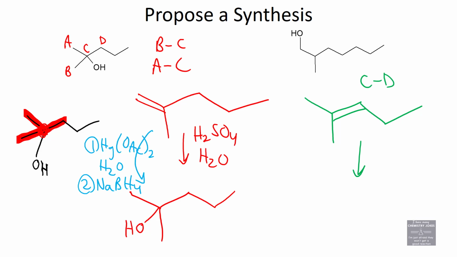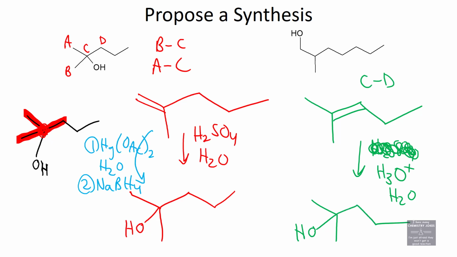From the green path, do I want to make a Markovnikov or an anti-Markovnikov product? I want to make Markovnikov again. So acid and water is a perfectly valid choice. Sometimes you see H2SO4, sometimes you see H3O+ and water, it's the same thing. It's acid and water. It's a perfectly valid choice to make me the alcohol that I want to make.